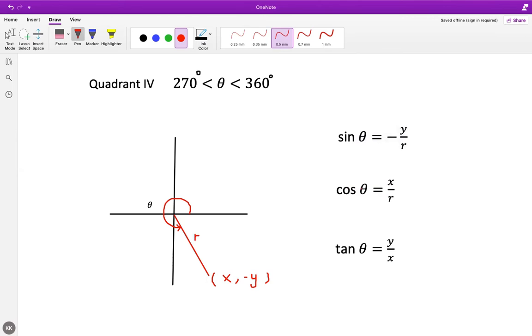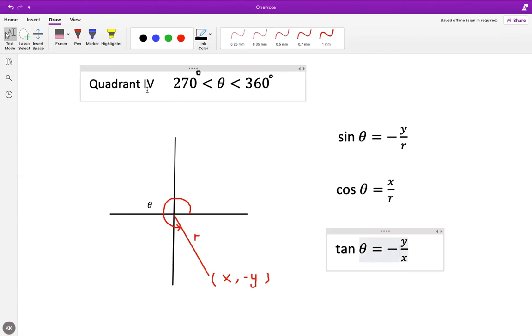Cosine theta is x over r. In quadrant 4, x is positive and r is positive, so cosine theta is positive for quadrant 4 angles. What about tangent theta? Y is negative and x is positive, so the tangent ratio is negative for quadrant 4 angles. For a quadrant 4 angle, the only positive one is cosine theta. Sine theta and tangent theta are both negative values.